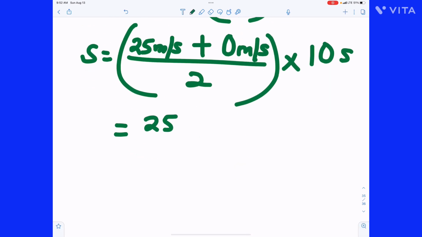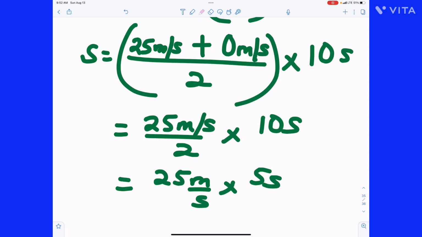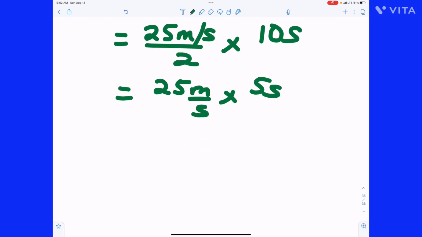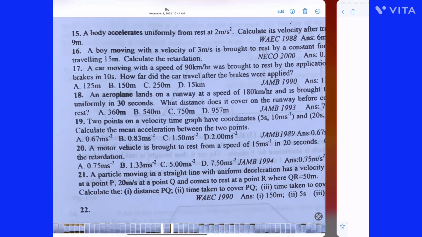What does that give us? You can do it yourself. That gives us 25 meters per second over 2 times 10 seconds. That's what? 25 meters per second times 5 seconds. 2 we divide 10 to give 5. And we get what? Second here, we cancel out second. So you have 25 meters times 5. What does that give you? That gives us 125 meters. The distance traveled in that period is 125 meters.